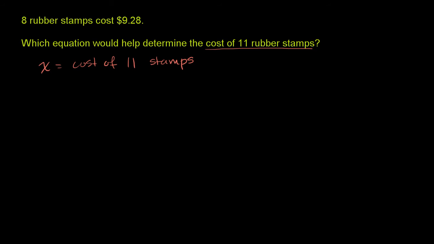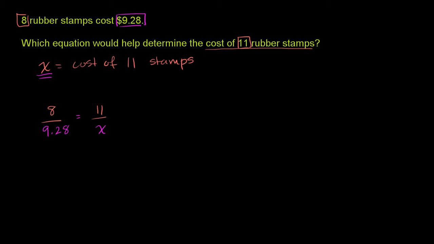You could say that 8 stamps relates to the cost of 8 stamps, $9.28, just as 11 stamps relate to the cost of 11 stamps. So this would be one legitimate equation. The number of stamps to the cost of stamps, number of stamps to the cost of the stamps.